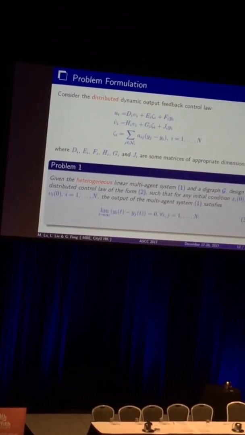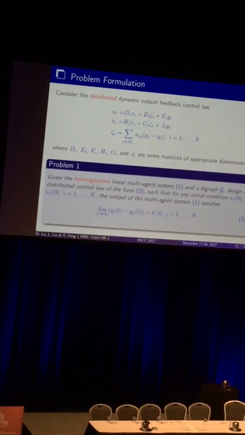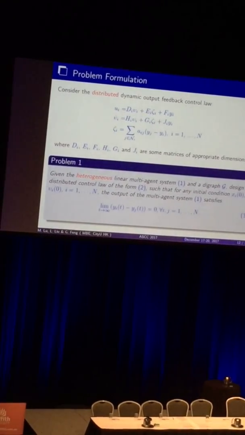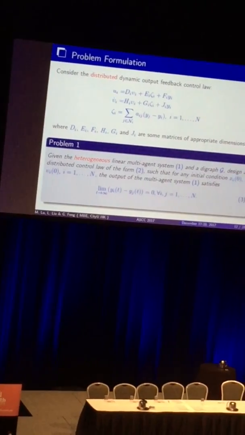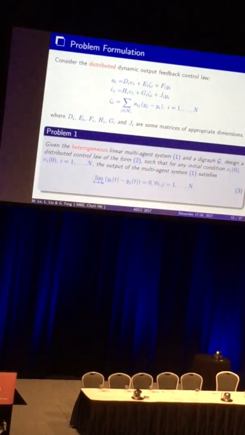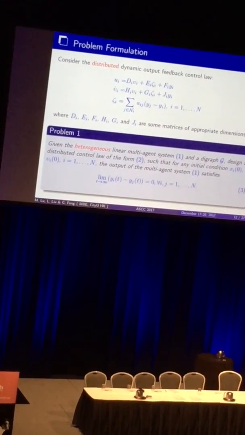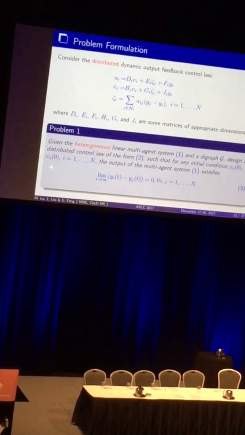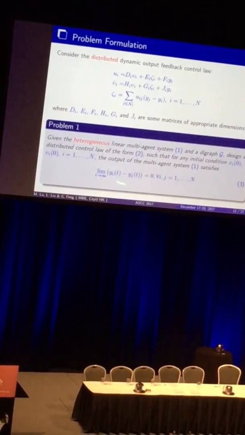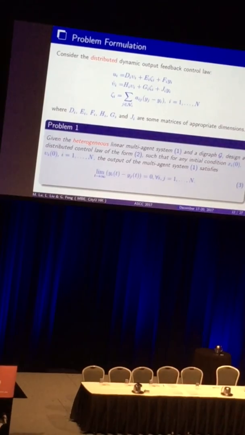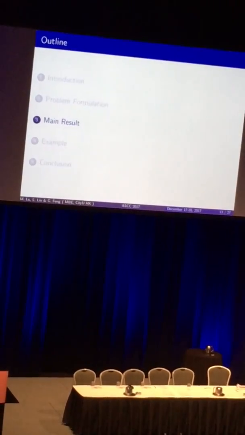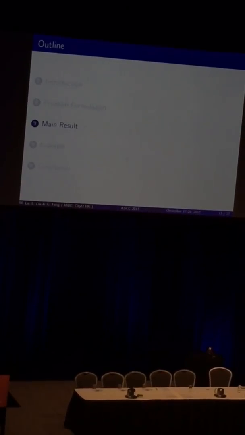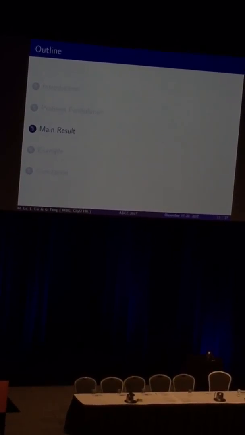Now we are ready to describe our problem as follows. Consider the heterogeneous linear multi-agent system 1 and the digraph G. Design a distributed controller of the form 2 such that the output of the multi-agent system satisfies this equation. Having our problem well formulated, now I'm ready to present our main result.